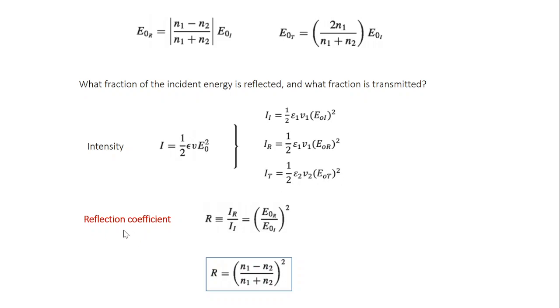Now the reflection coefficient is defined as the ratio of reflected intensity to incident intensity. So R is IR divided by II. So substitute for that, half epsilon 1 V1 is common. You can cancel that. You get (E naught R divided by E naught I) whole square. E naught R divided by E naught I equal to (N1 minus N2) divided by (N1 plus N2). So the value of R equal to ((N1 minus N2) divided by (N1 plus N2)) whole square. So this is the fraction of light which gets reflected.